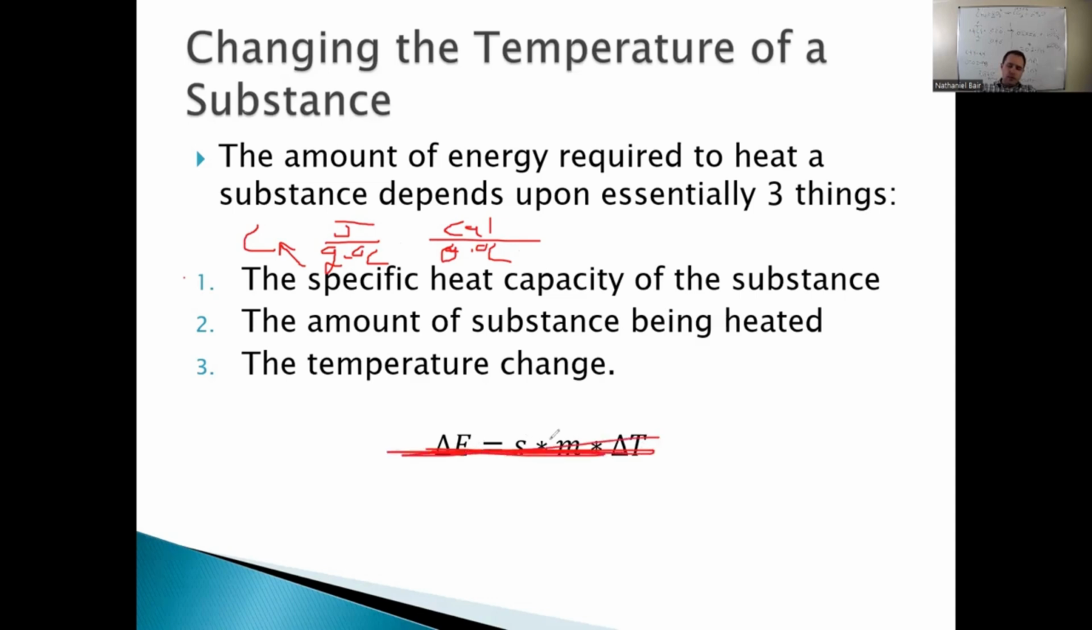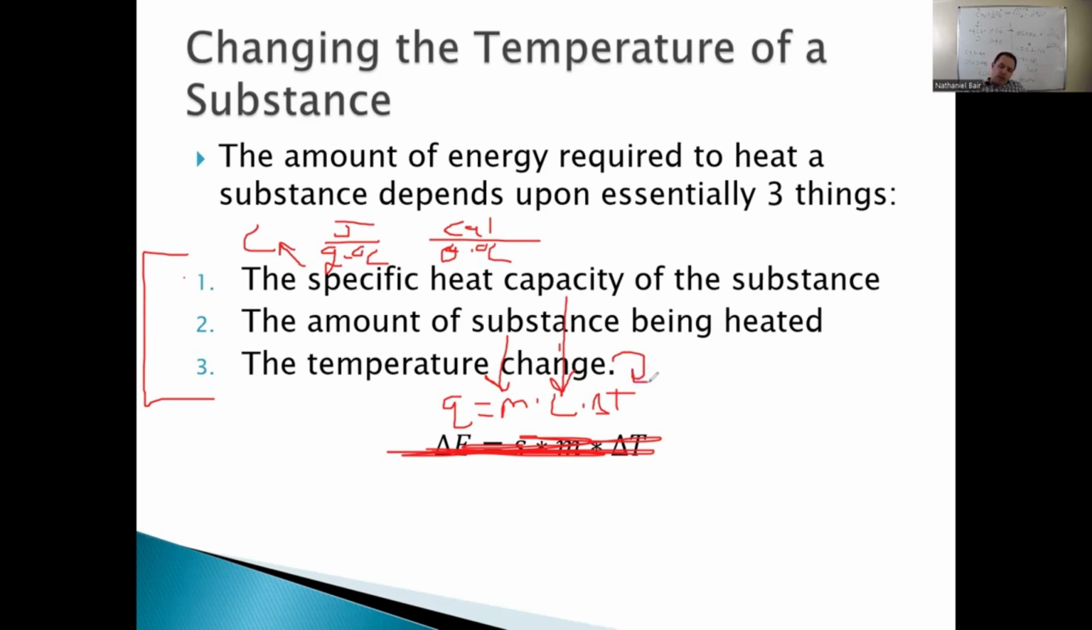This is an old way of writing the formula. Nowadays, we tend to use Q equals mcΔT for this. So this is the formula I would suggest you memorize instead of ΔE equals S times m times ΔT. We used to use an S for specific heat capacity. Now we use a C, whatever. If you want to change the temperature of a substance, the amount of heat that you need to put in depends on 3 things. It depends on the material, the specific heat capacity, that's the C. It depends on the mass of the sample you're trying to change the temp of, and it depends on the temperature change you're trying to accomplish.